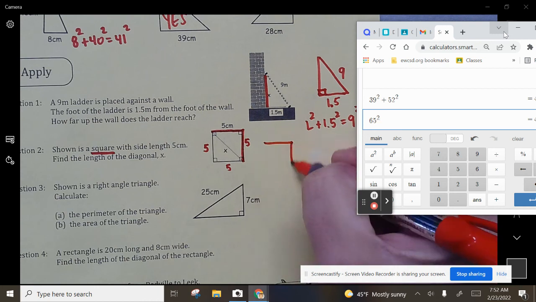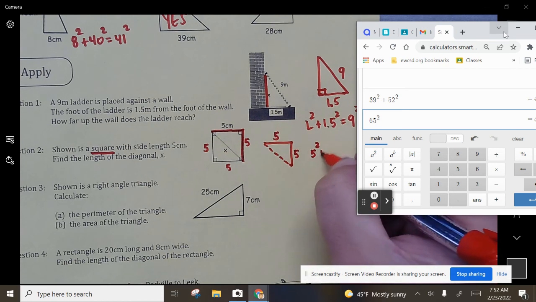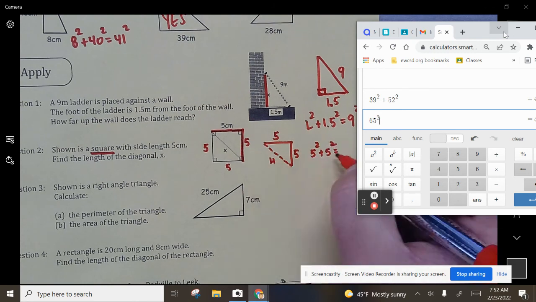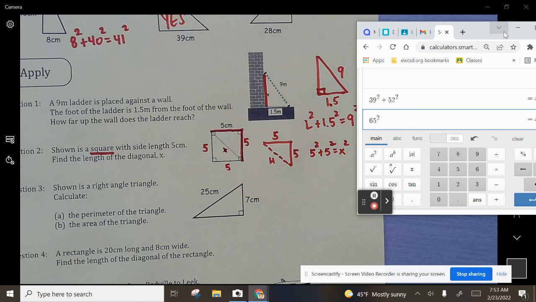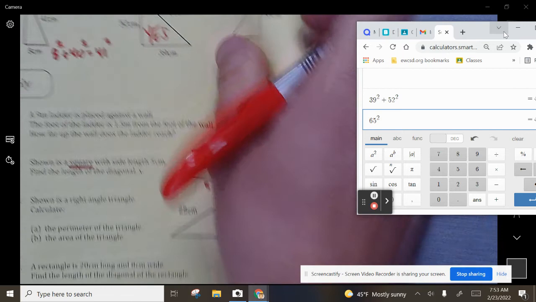So here's your triangle, right? And you're trying to figure out the diagonal. This is 5, this is 5. You got this. 5 squared plus 5 squared equals, we're going to call it H, or no, it's X actually, my bad. X squared, okay? So this one you would have subtracted over after you squared it. This one you would have added. You're using your calculator the entire time.